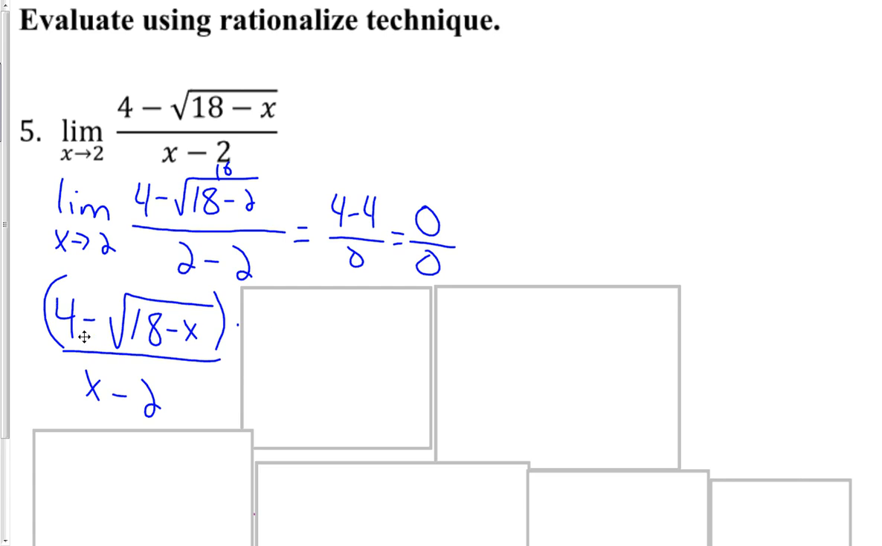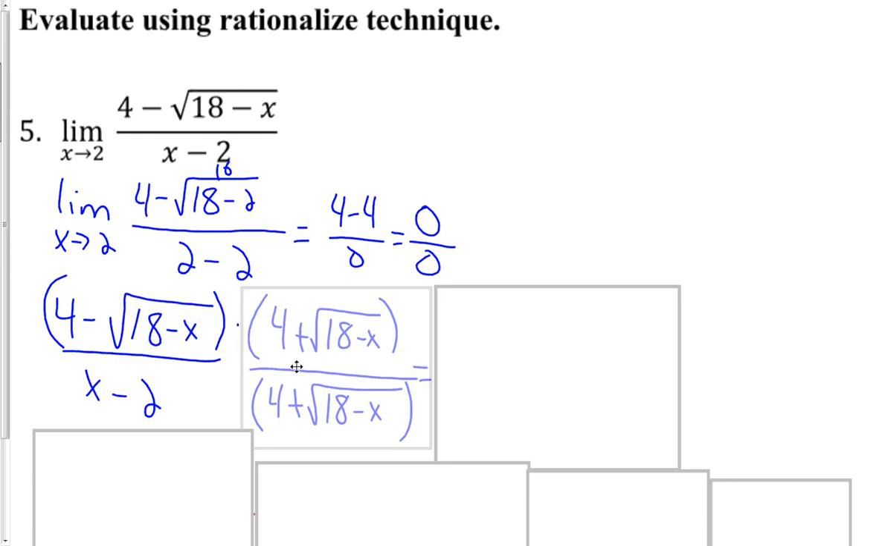So we're going to multiply by the conjugate, right? We can't just multiply by the same thing, because that would be squaring it, and we'd still have a middle term. So we use the conjugate: a minus b times a plus b gives you a squared minus b squared. And if we have this as minus b squared, the square roots are going to cancel. So multiplying top and bottom by 4 plus the square root of 18 minus x.